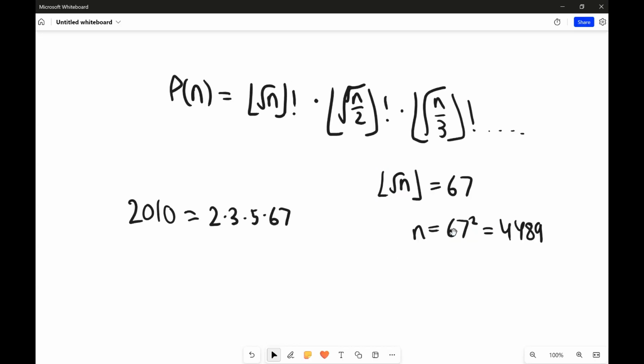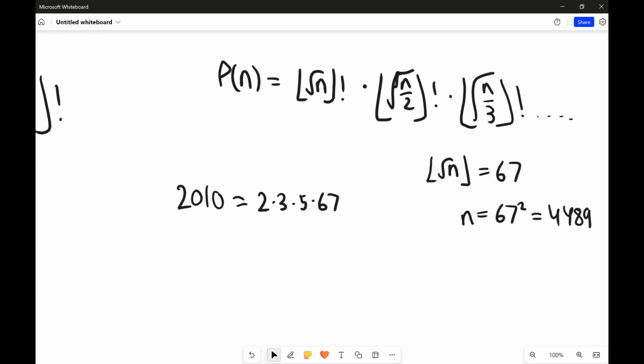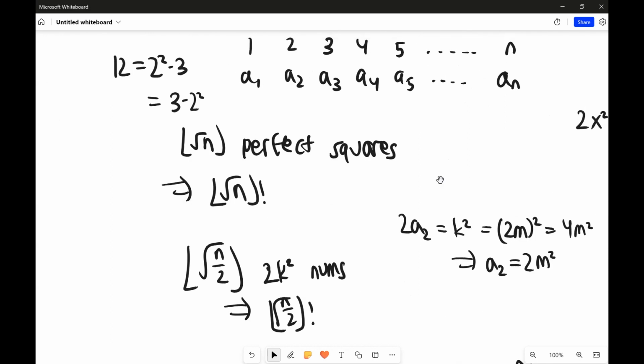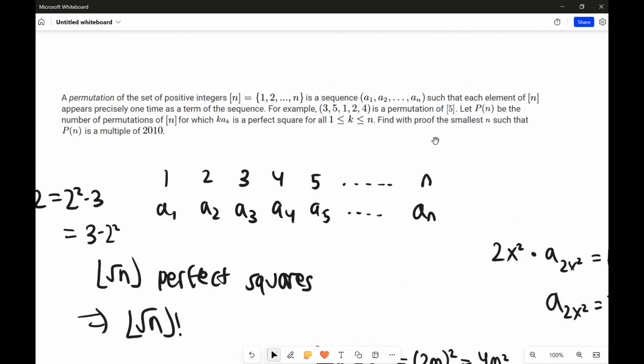All that's left to do is to confirm that this n works. That's clear, because 2010 divides 67 factorial, since there's a factor of 2, a factor of 3, and a factor of 5. So our answer to this problem, the smallest n such that P(n) is a multiple of 2010, is 67 squared, which is 4,489. And we are done.